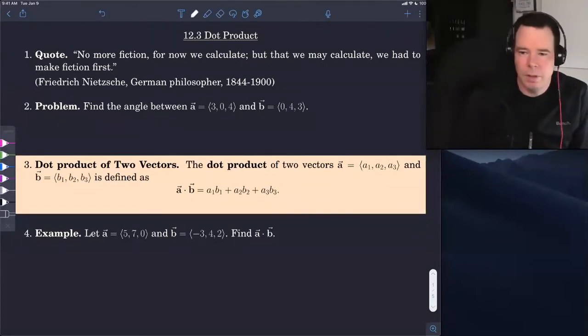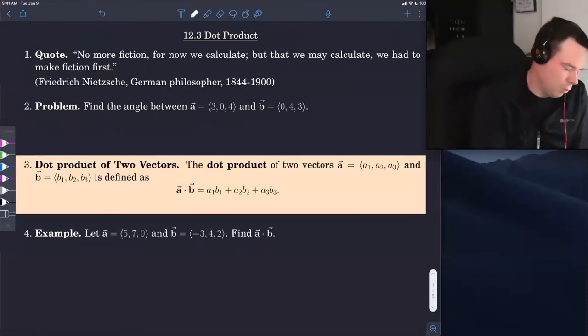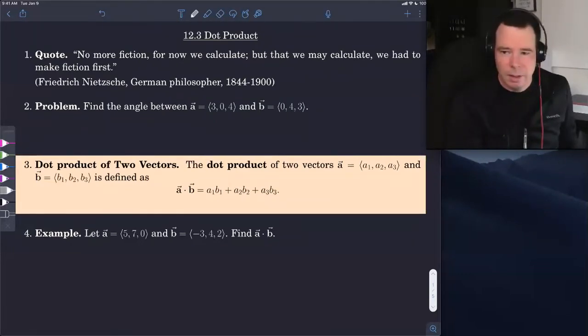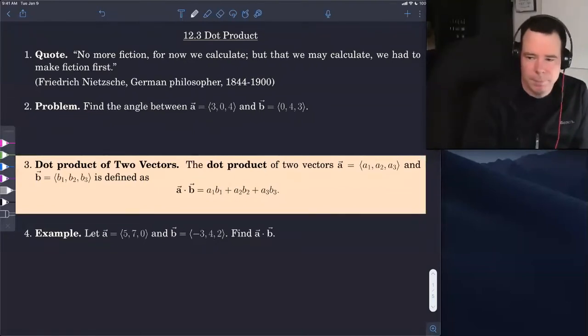So here's our motivating problem. We've got 2 vectors in space. In this case, it's 3 dimensions. So 3, 0, 4 is vector A, and 0, 4, 3 is vector B. And what we'd like to do is find the angle between those 2 vectors. So what is our angle between vectors A and B?